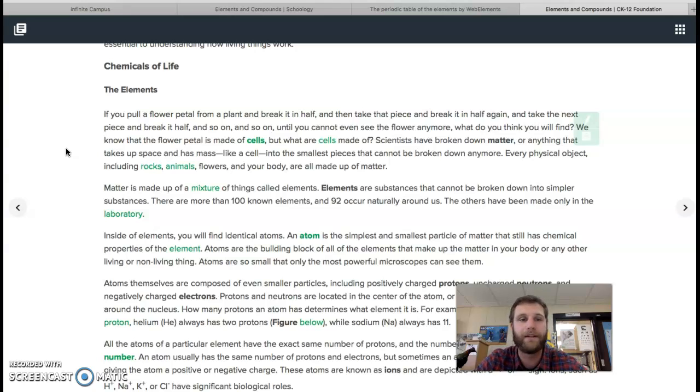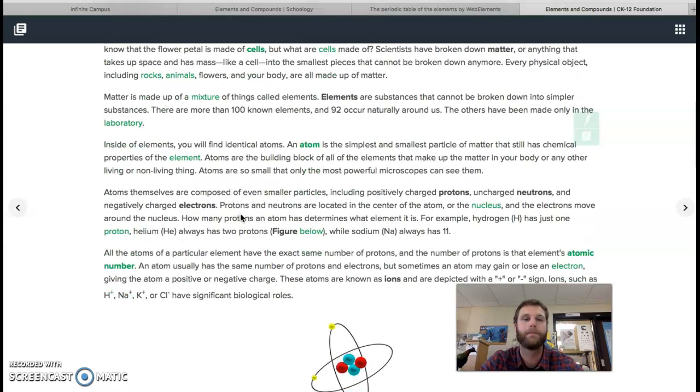Every physical object, including rocks, animals, flowers, and your body, is made up of matter. Matter is made up of a mixture of things called elements. Elements are substances that cannot be broken down into simpler substances. There are more than 100 known elements, and 92 occur naturally around us. The others have been made only in a laboratory.